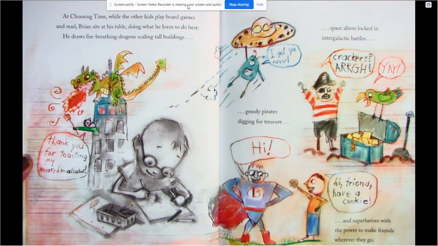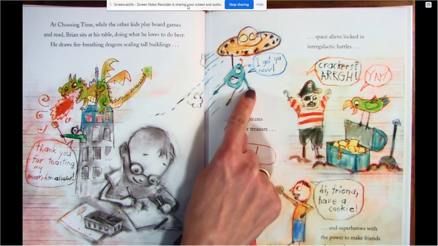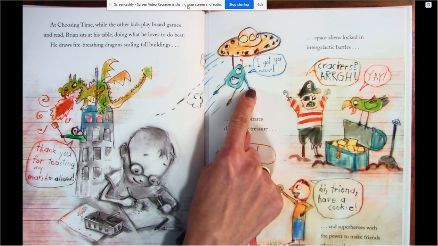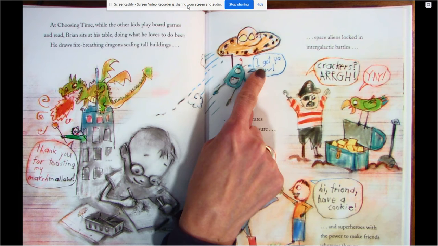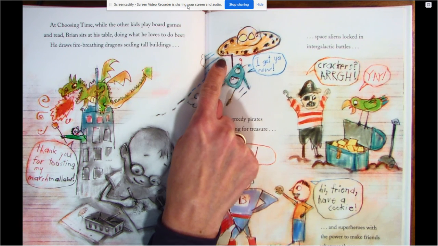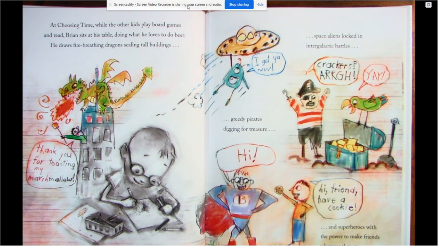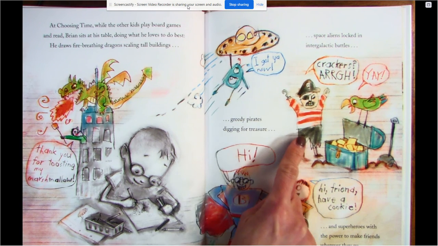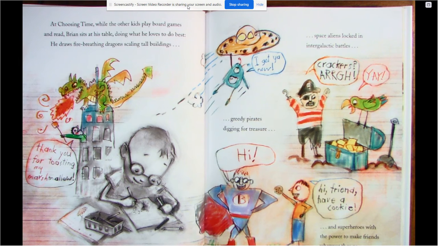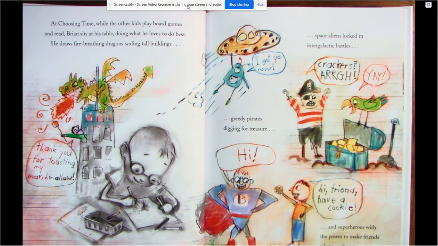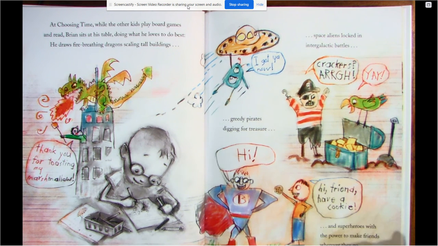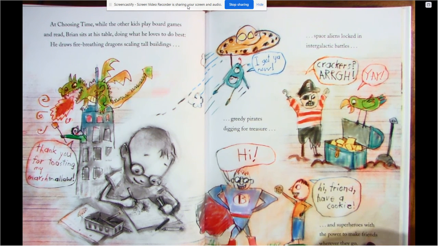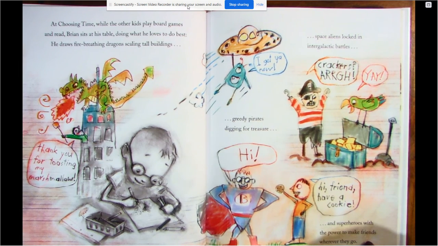I don't think so. Over here, he's drawing space aliens locked in intergalactic battles. The spaceship, right? He's kind of helping the alien. Greedy pirates digging for treasure. The pirate likes crackers. But the parrot is saying, yay! Why would a parrot be excited for crackers? Have you ever heard that saying, Polly want a cracker?